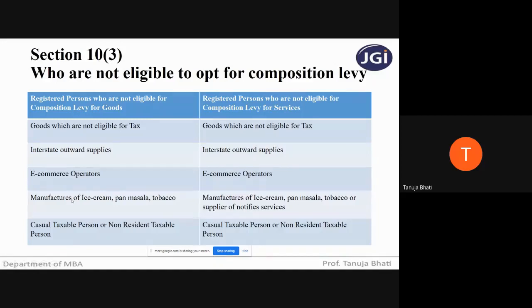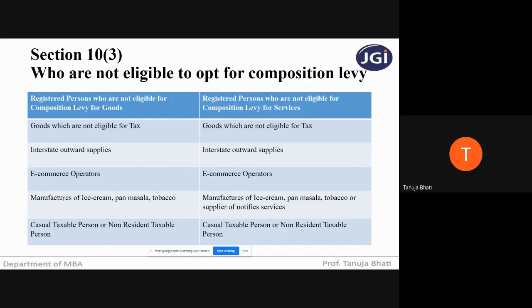Next, e-commerce operators. Any person supplying goods through an e-commerce operator and who is required to deduct tax at source cannot opt for composition levy. Manufacturers of ice cream, pan masala, tobacco, and aerated drinks are not eligible to opt for composition levy. Casual taxable person or non-resident taxable person: any supplier who is either a casual taxable person or non-resident taxable person cannot opt for composition levy.